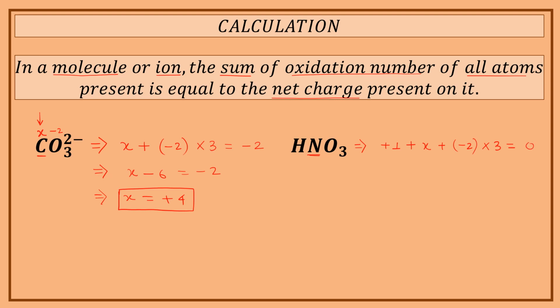Okay, so once we have got this equation, let me simplify it as x - 5 = 0, and hence the final value of x is equal to +5. So the oxidation state of nitrogen in HNO3 is +5. We can see that the application of the same set of rules is applicable for any molecule. Following these rules, we can calculate the oxidation state of an atom that is unknown to us.